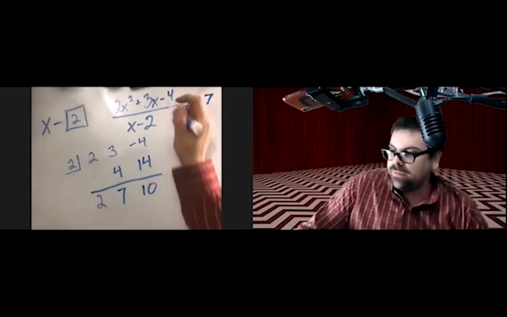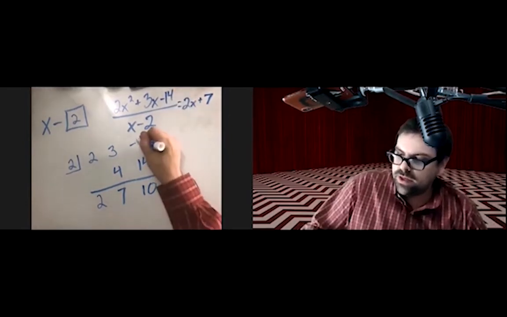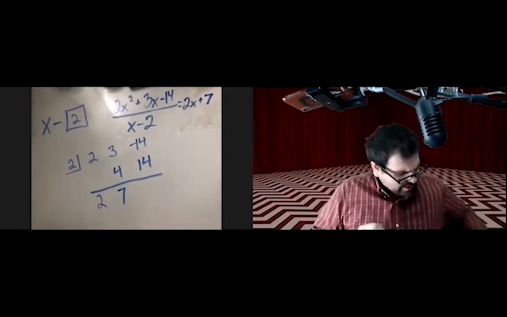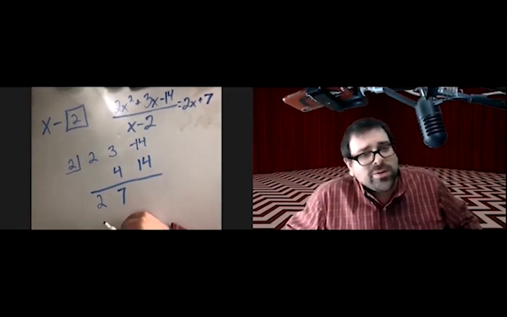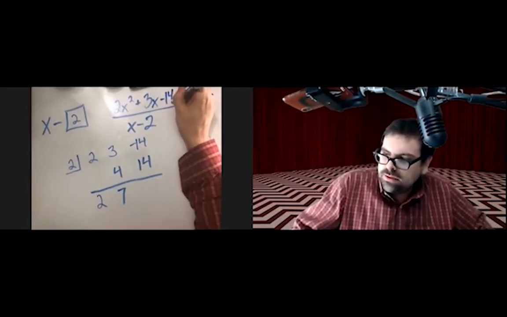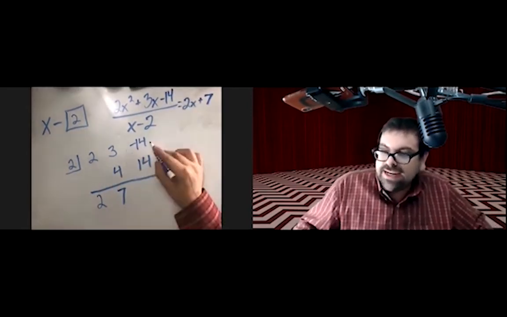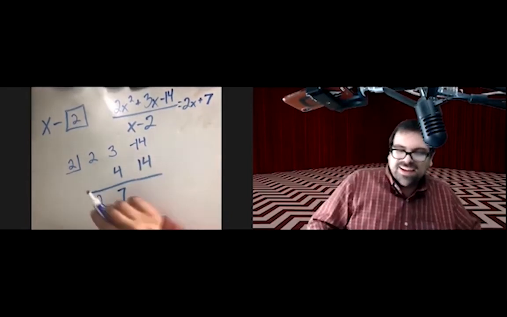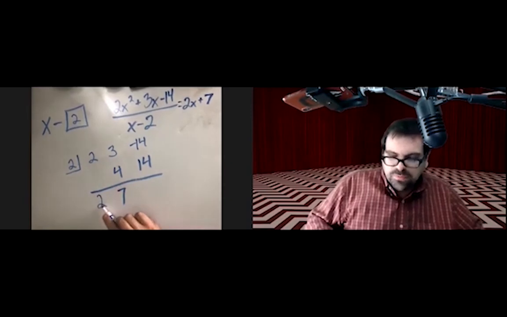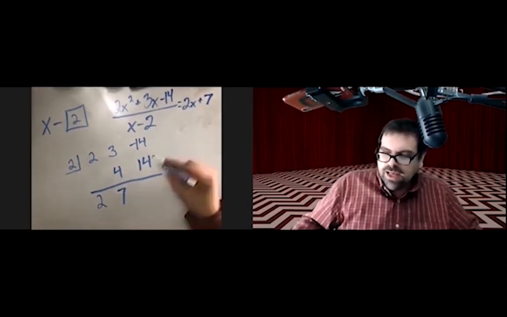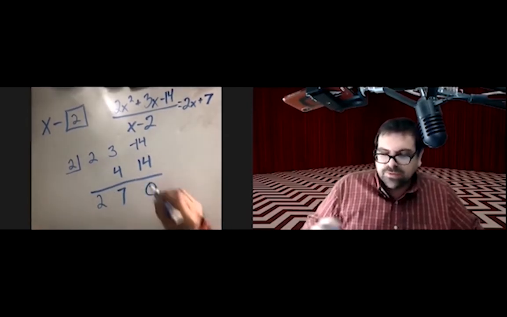I didn't get the right number because, of course, this wasn't minus 4. It was minus 14. I'm so sorry. I was doing so well. I really was. It was minus 14. So 2, 3, and negative 14 were my numbers. I'm so sorry. Bring down the 2, multiply, and add. Multiply, and when I add, I get 0.